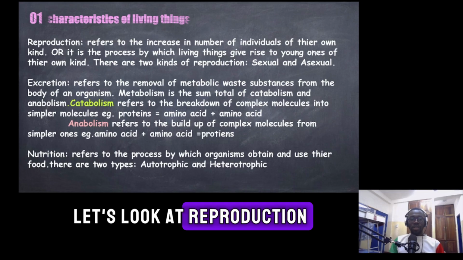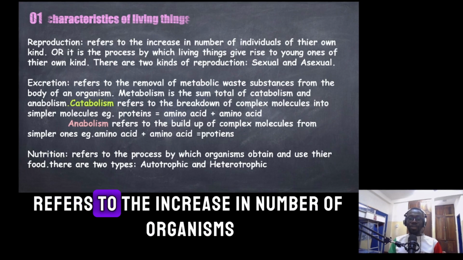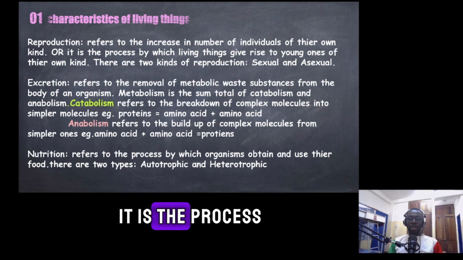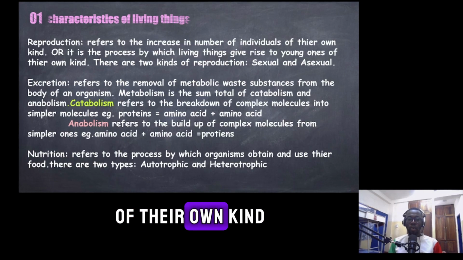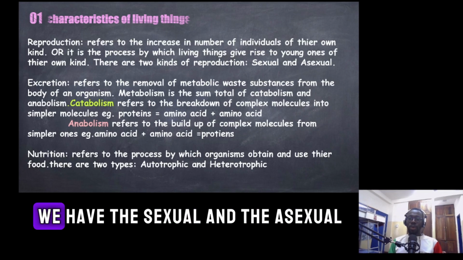Let's look at reproduction. Reproduction refers to the increase in number of organisms of their own kind, or the process by which living things give rise to young ones of their own kind. There are two kinds of reproduction. We have the sexual and the asexual.